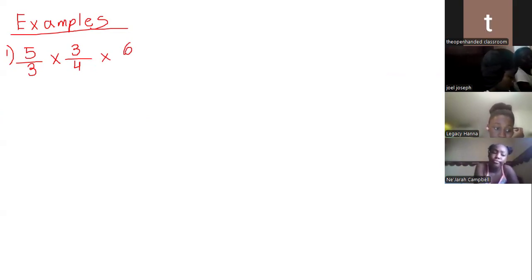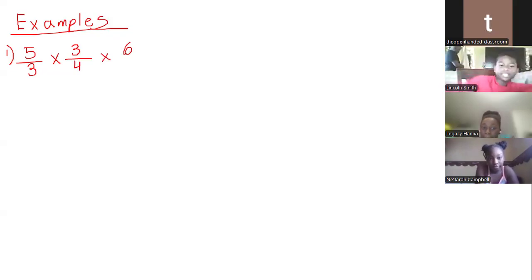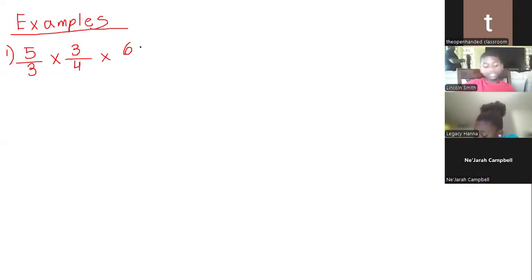How are we going to do this? First thing we're going to do is write 6 over 1. Do we have to make them the same denominator? No, we don't. That's what I love about multiplying fractions. All we have to do is put the 6 over 1. If we're multiplying, we do not have to make the denominators the same.